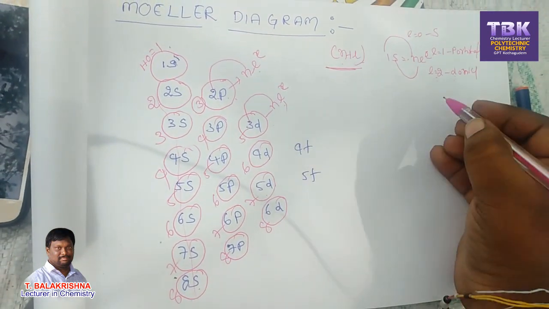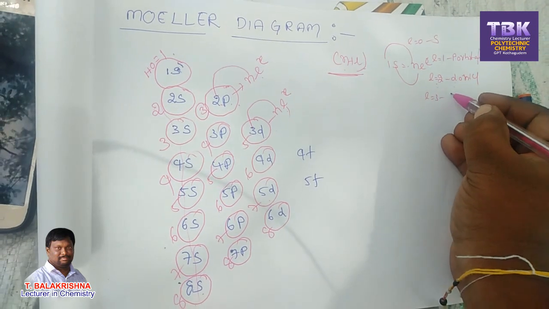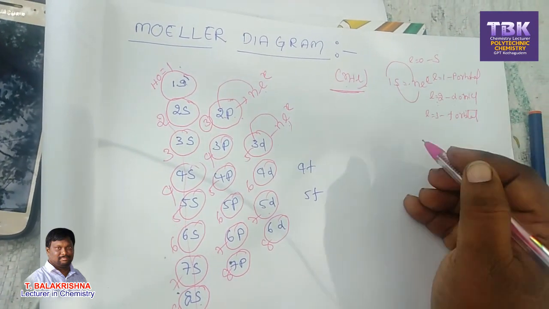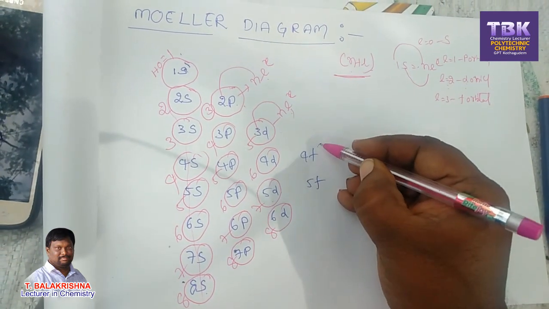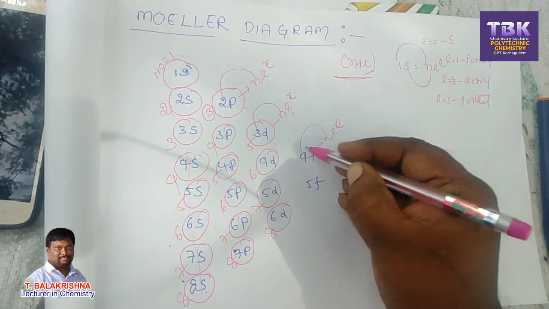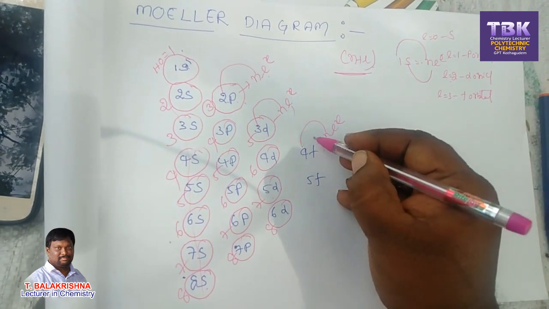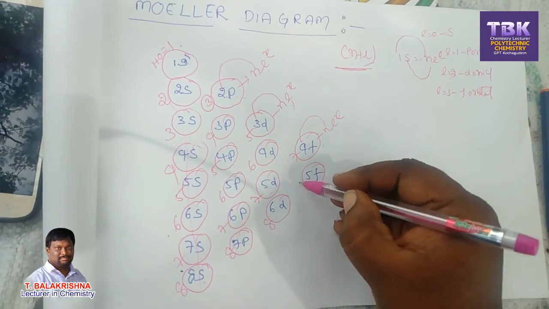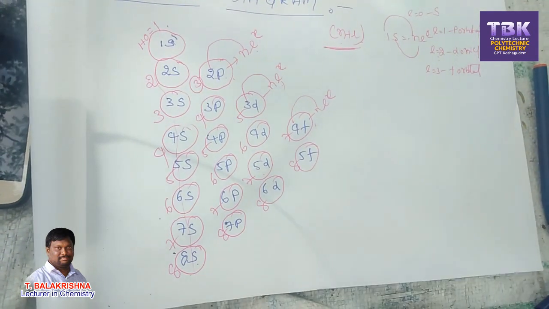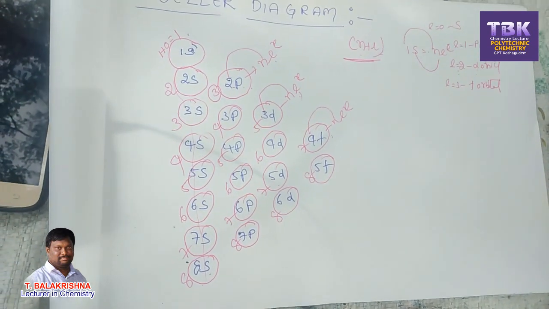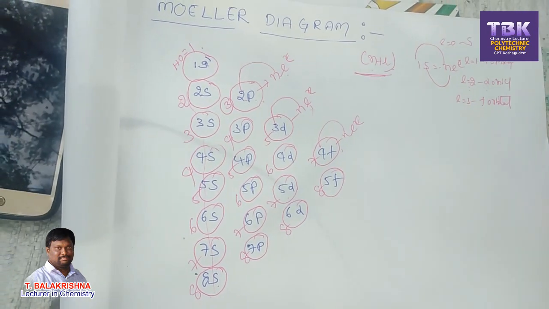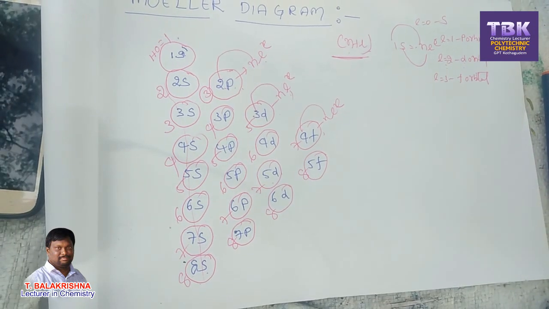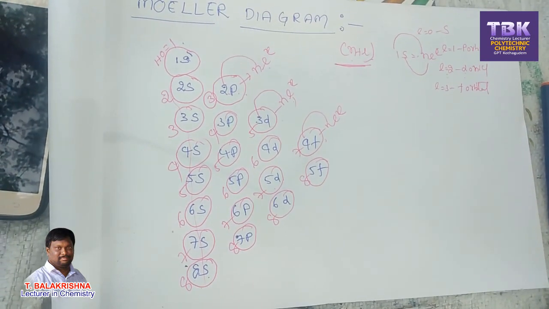Next one, L is equal to 3, that is an f orbital. What is the N value, comparing with NLX? N is equal to 4, L is equal to 3. So 4 plus 3, 7, and 5 plus 3, 8. These are the N plus L values. This is how to identify the energy of orbitals: the orbital which has a lower N plus L value is the lowest energy orbital.